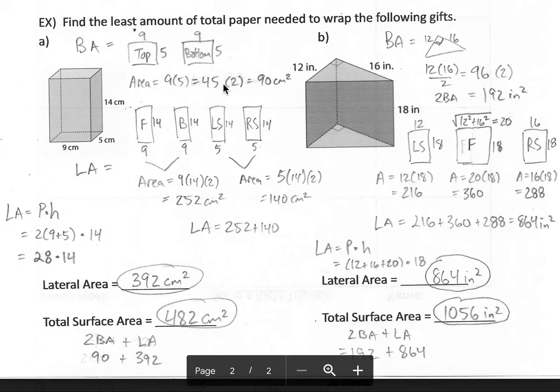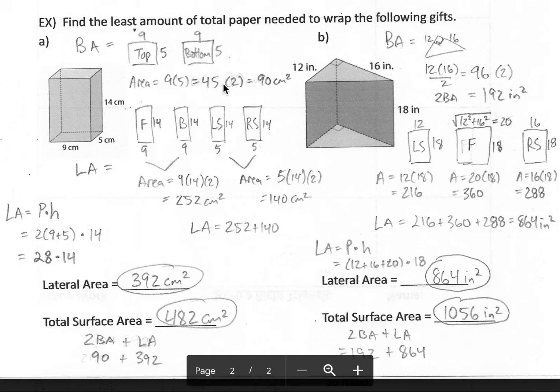One way to think about surface area is how much paint you would need to cover all of the surfaces of these shapes. Another way to think about it is how much wrapping paper would you need to cover all of the surfaces of these shapes. So that's what we're doing here in this example. Trying to find the least amount of paper needed to wrap the gifts. Well, another way to say this is find the exact amount of wrapping paper needed.